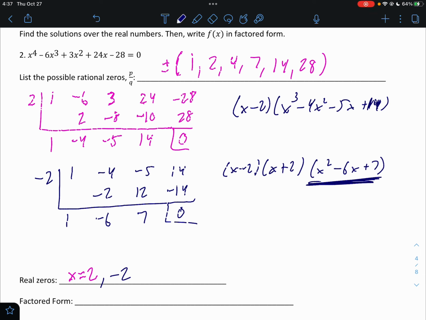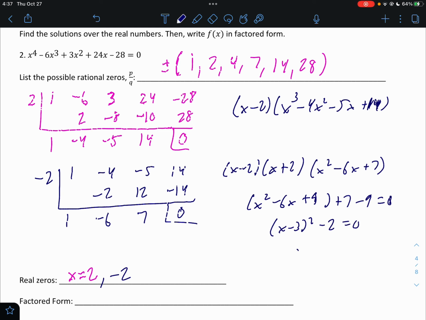So then we have to use either quadratic formula or completing the square. Let's use completing the square this time. So x squared minus 6x plus 7, add 9, subtract 9, x minus 3 squared minus 2 equals 0. Add 2 and take the square root, and add 3. So 3 plus or minus root 2 would be our other zeros. So factored form then would simply be f of x equals this right here because it doesn't factor any further than that.